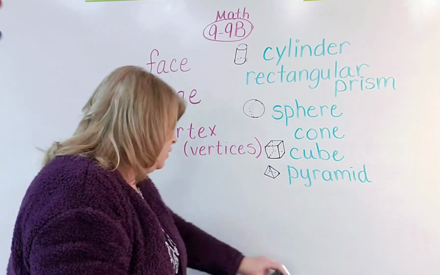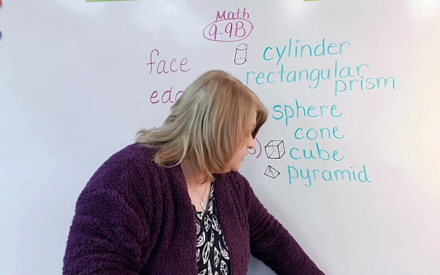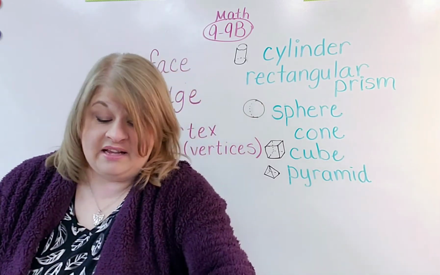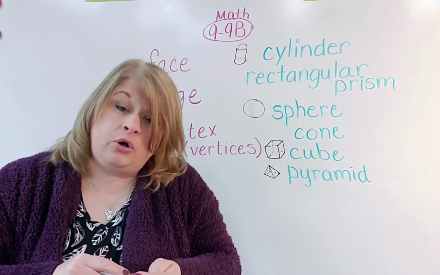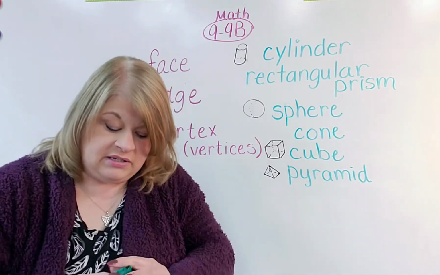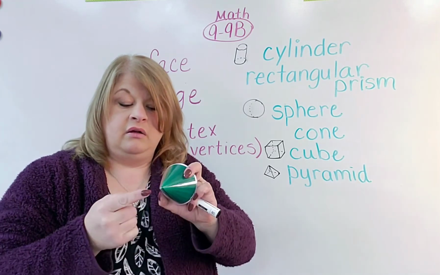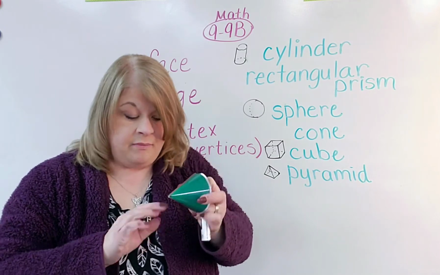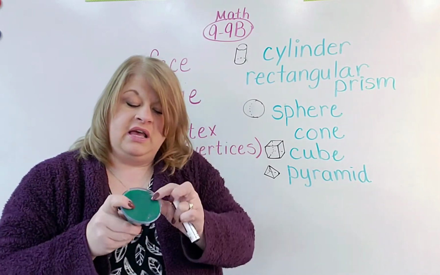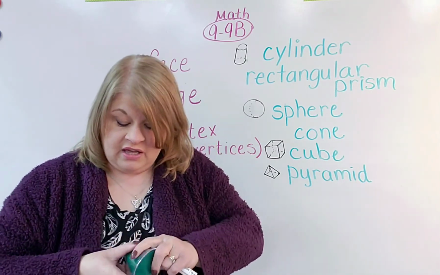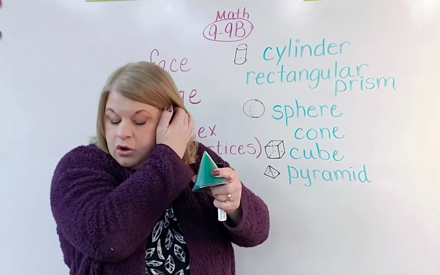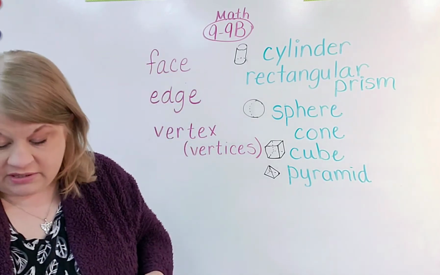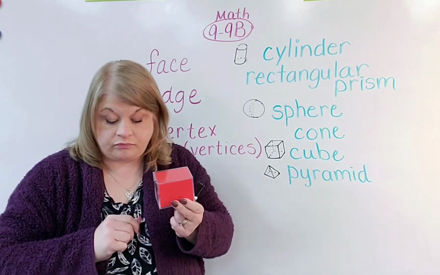Next, it has a cone. This one for me is the easiest one to remember because ice cream cones or traffic cones, those are easy to see. There's a point on there. Here's a curved surface, and this is a flat surface. It's called a cone. The last one on here is a rectangular prism.